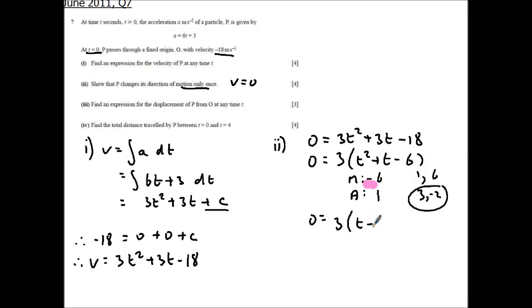So we factorise to give t plus 3 and t minus 2. Solving that gives you t values of minus 3 and 2. Obviously minus 3 is not possible, so t equals 2 is our answer.